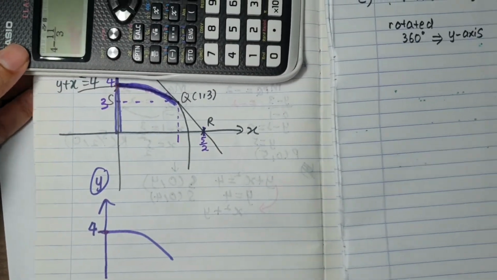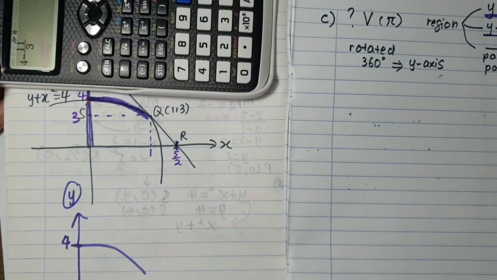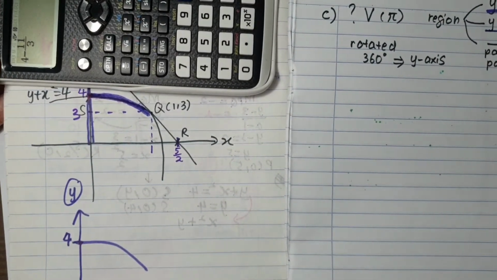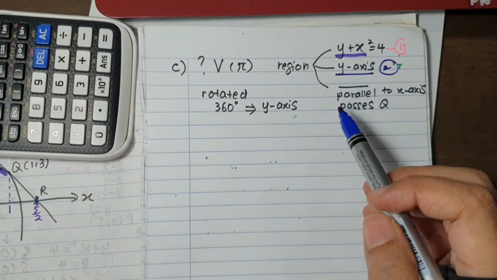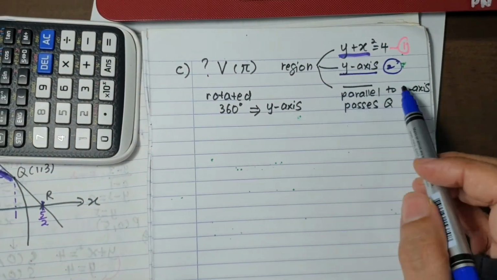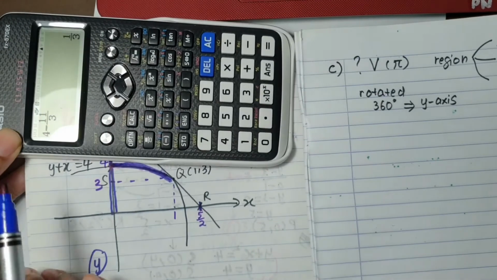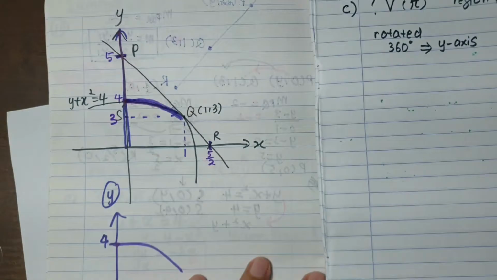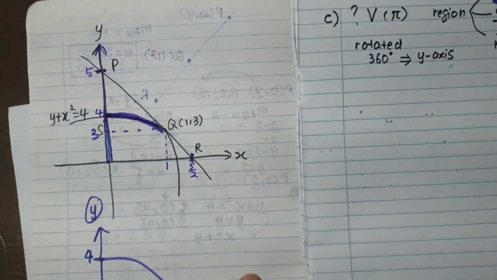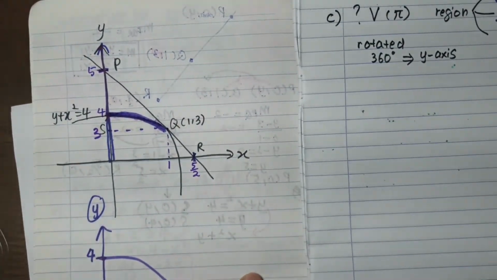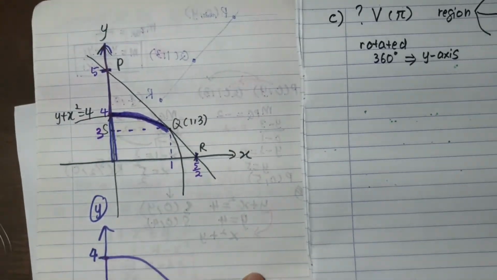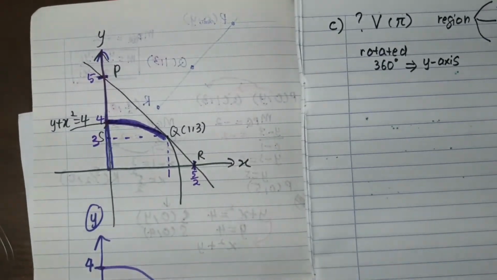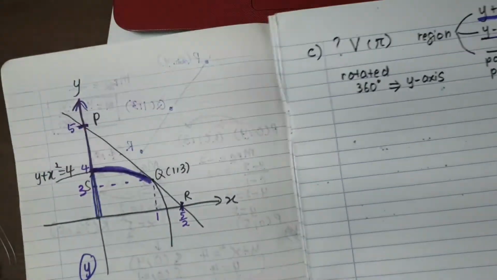Okay, next. It reads again. Bounded by the y-axis. And the straight line. The straight line, and that straight line is parallel to the x-axis. It means it looks like this. Parallel to the x-axis, and you must underline all this. Parallel to the x-axis and passes through the point Q.